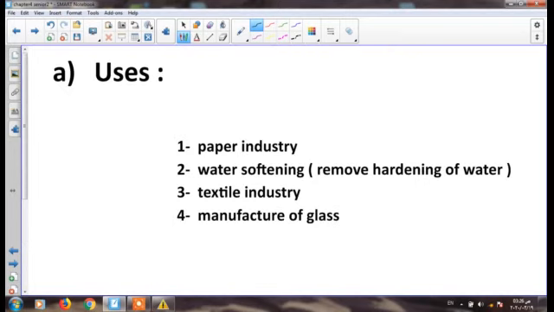The uses of sodium carbonate: it is used in many important industries like manufacturing of glass, the textile industry, the paper industry, and in removing the hardness of water.